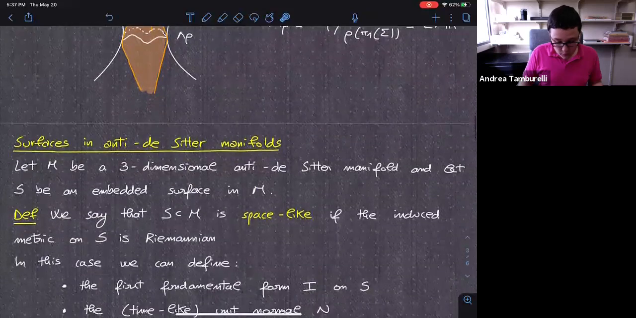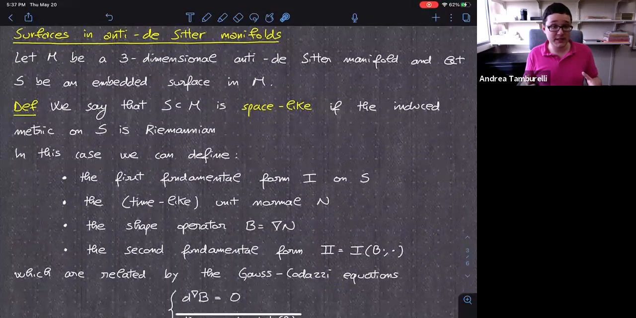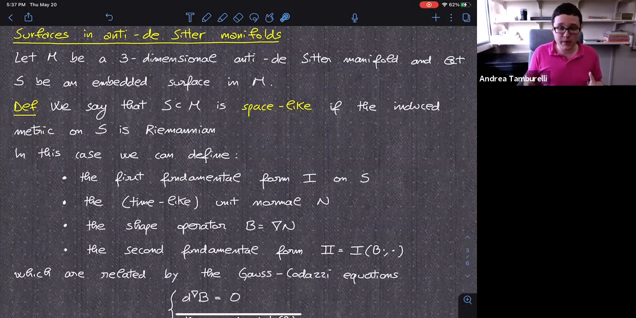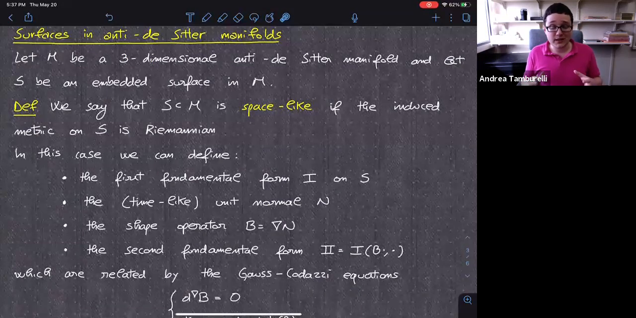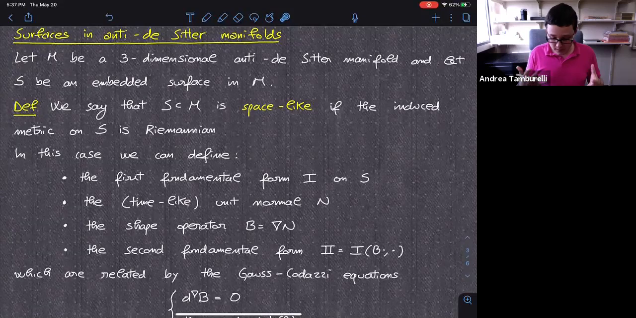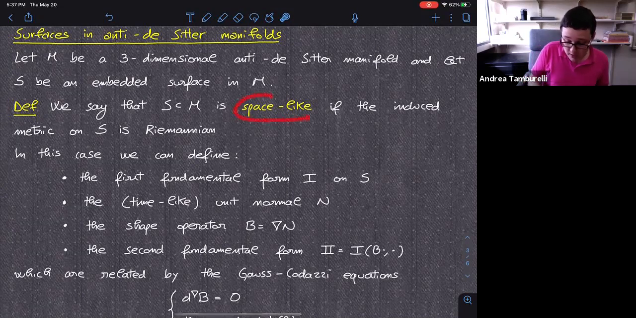And we are interested now in studying surfaces embedded in anti-de Sitter space, exactly like we studied surfaces embedded in hyperbolic 3-manifolds. In this case, in order to do geometry, we need an extra condition on the surface that we are considering. We always require the surface S inside an anti-de Sitter 3-manifold M to be space-like, meaning that the induced metric must be positive definite. So we must have a Riemannian metric on the surface.